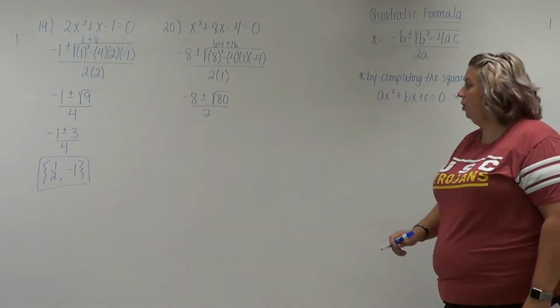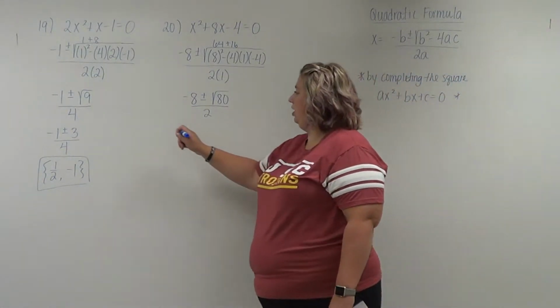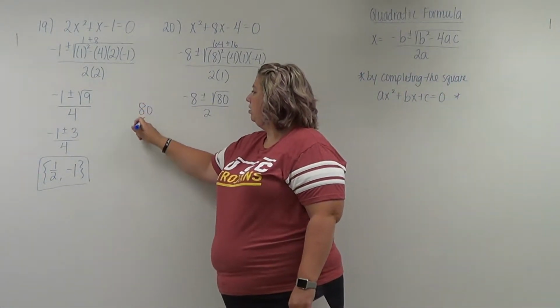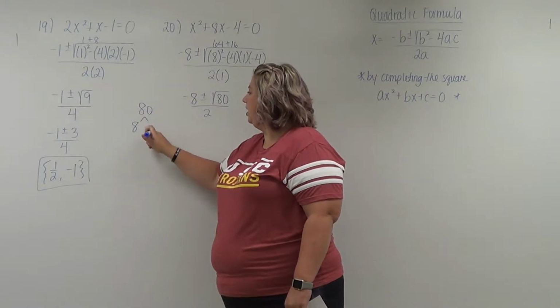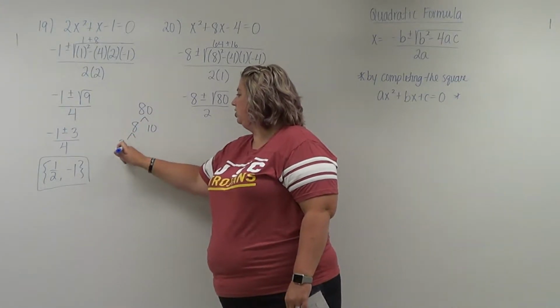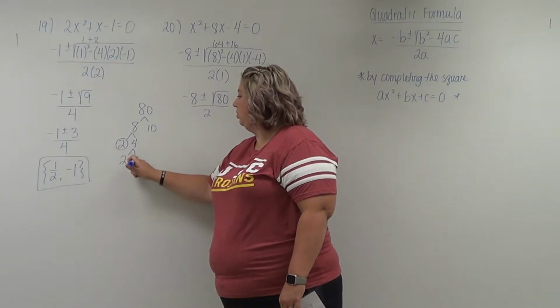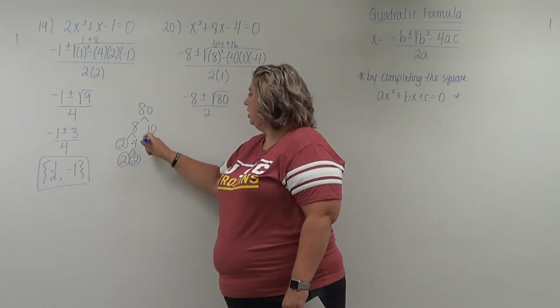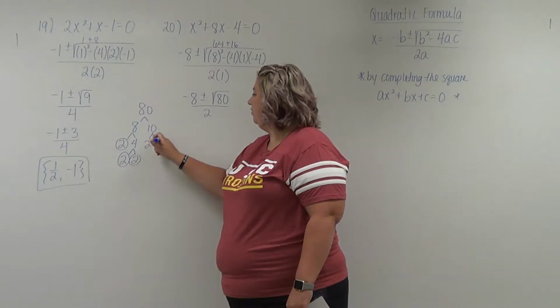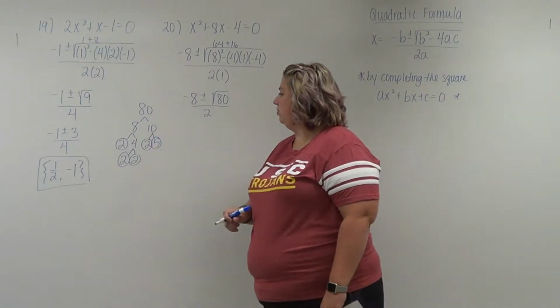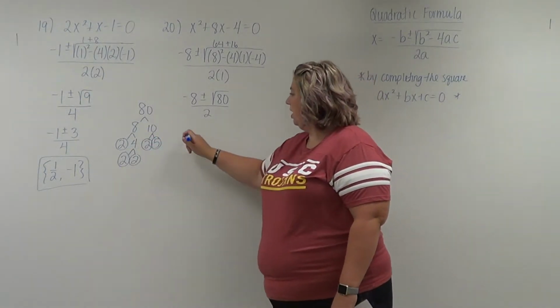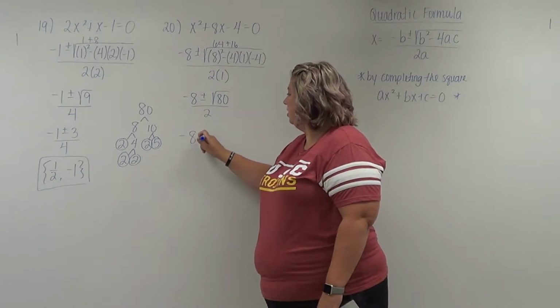Okay, 80 is not perfect, so we're going to do a factor tree. So I can break it into 8 and 10. 8 breaks into 2 and 4. 4 breaks into 2 and 2. 10 breaks into 2 and 5. So here's my factor tree. So I would have -8 plus or minus.